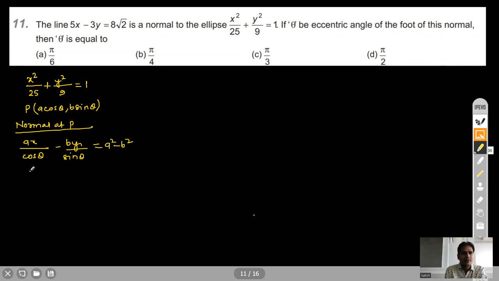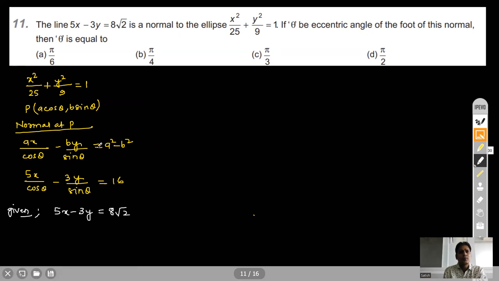Now what is a here? A is 5. So 5x upon cos theta minus, what is b? B is 3, minus 3y upon sine theta is equal to a square minus b square, means 25 minus 9, that is 16. Now, this is the equation of normal at P. And as per the given condition in the question, this line 5x minus 3y is equal to 8 root 2 is normal. So both these equations represent the same line.